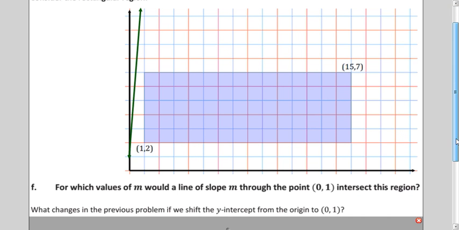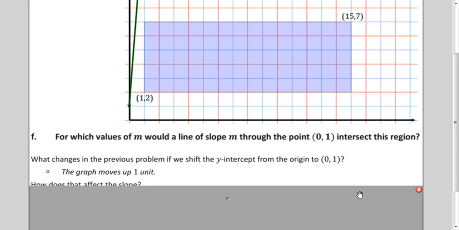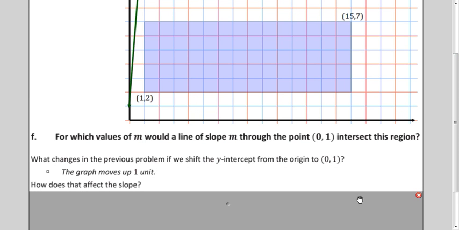And what if we shifted this? What if we went up to the 0.01? What values for the slope would it go through the region? Well, similar to what we just did, we just have to shift our previous answers. Right? The graph moved up 1 unit.